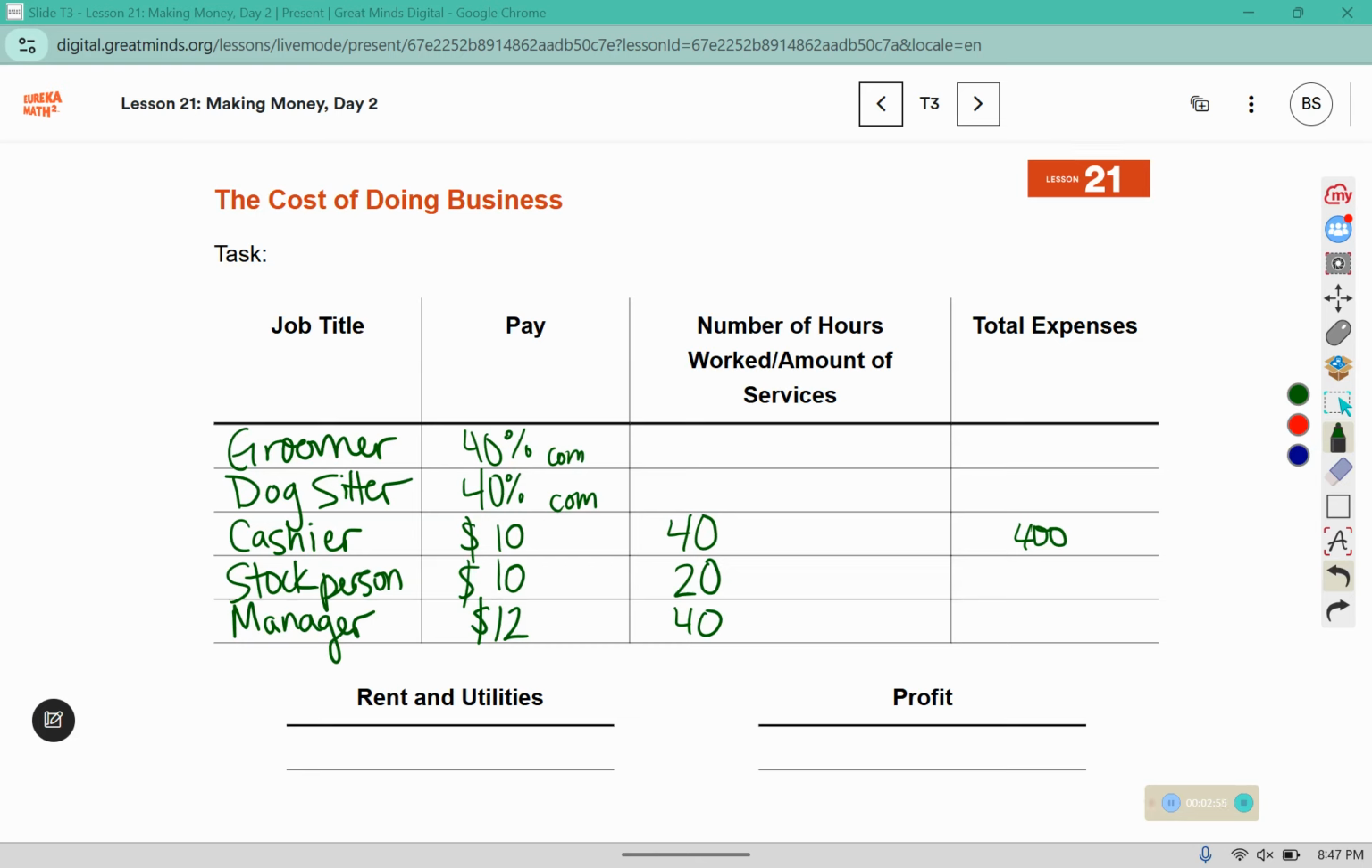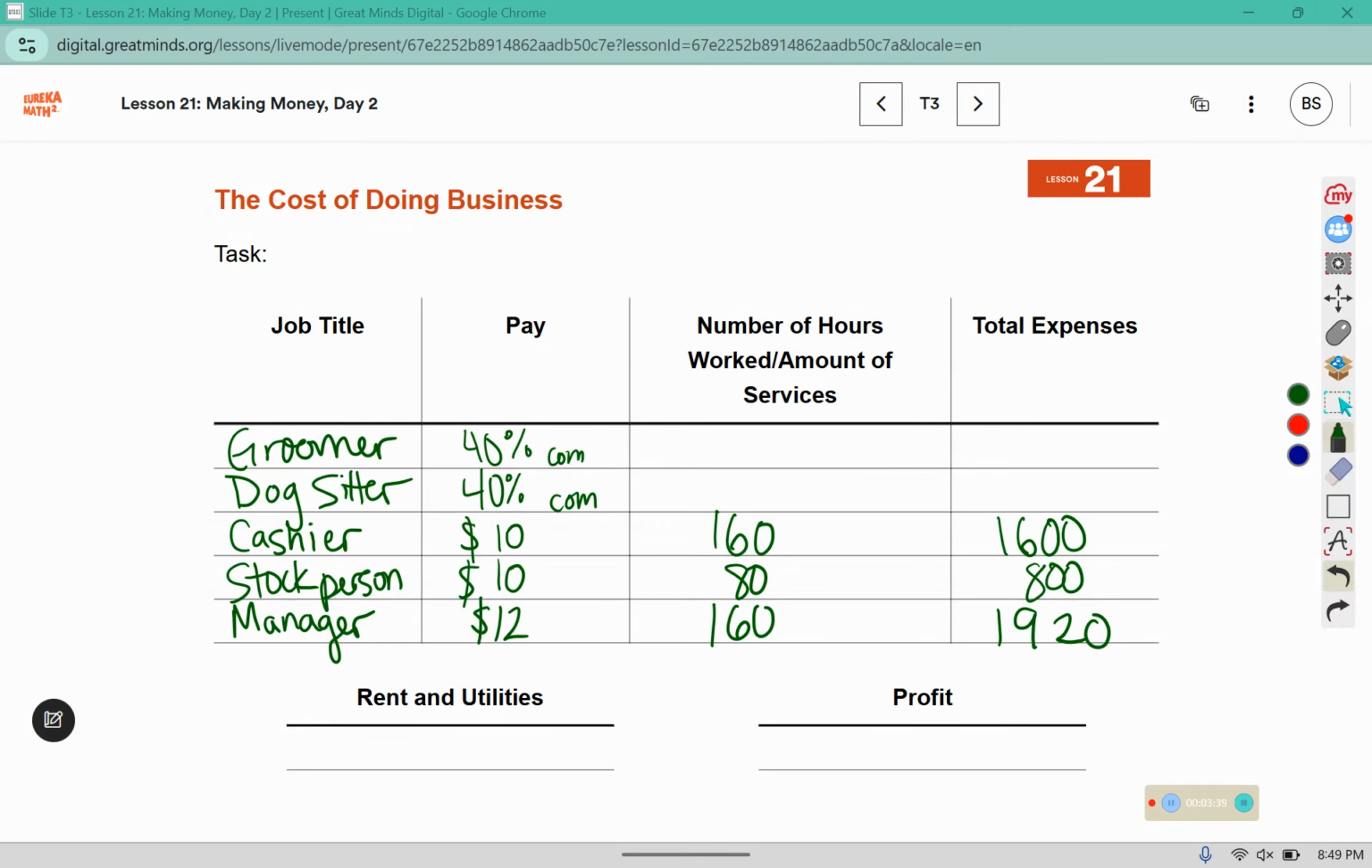Oh, but this is supposed to be for a month. So if you did 40 in a week, there's about 4 weeks in a month. So that would be 160 hours approximately. 20 times about 4 weeks in a month would be 80 hours. And then 160. So 10 times 160 is 1,600. 10 times 80 is 800. And 12 times 160 would be 1,920.